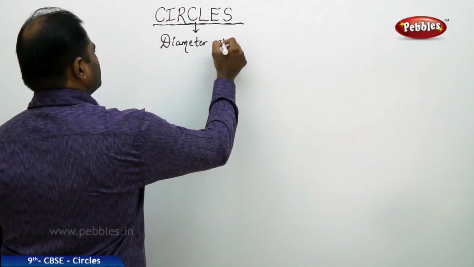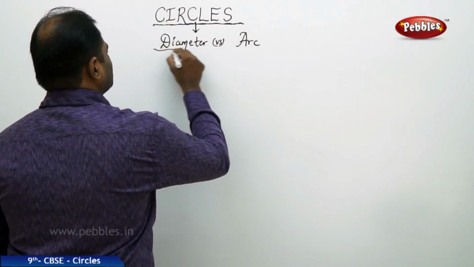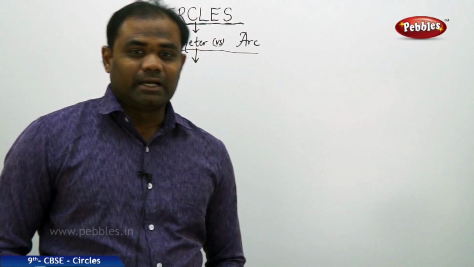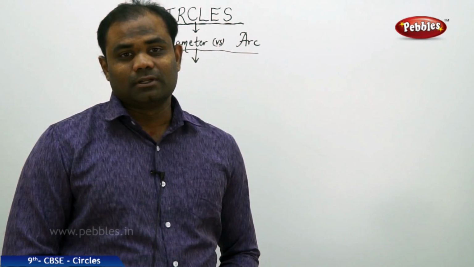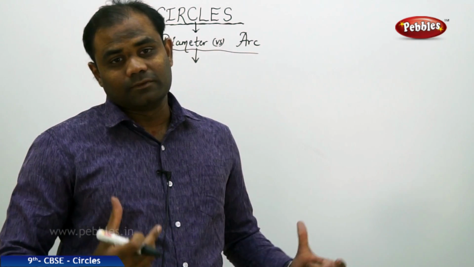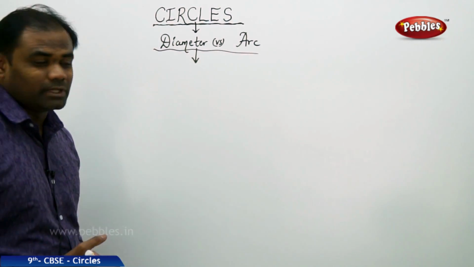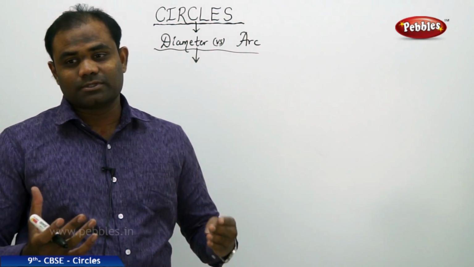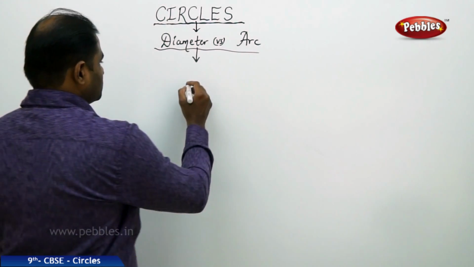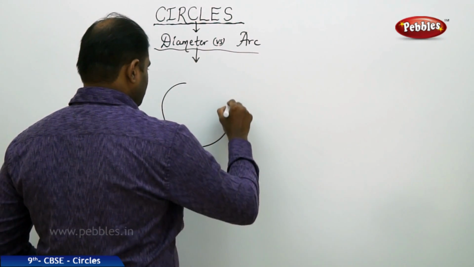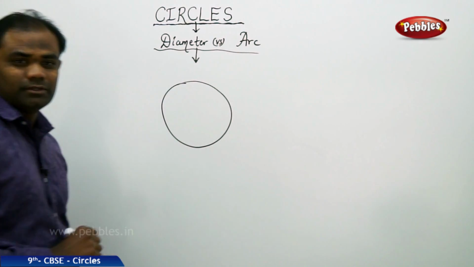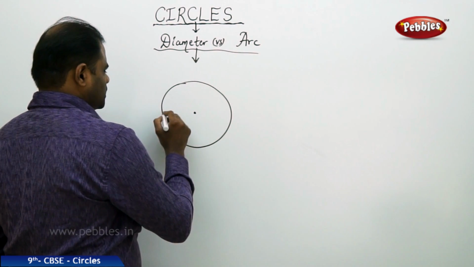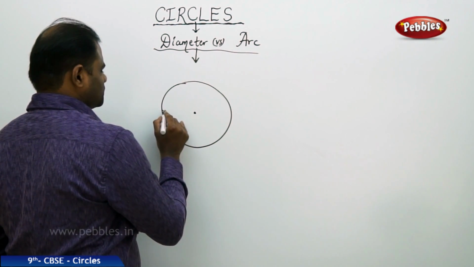Diameter versus arc. In order that we understand the arc connected with the diameter of the circle, let's take a circle connected with the diameter. As we all know, a circle with the diameter just simply has a line passing through the center of the circle. I have a circle with the diameter. Suppose I have the diameter out here.